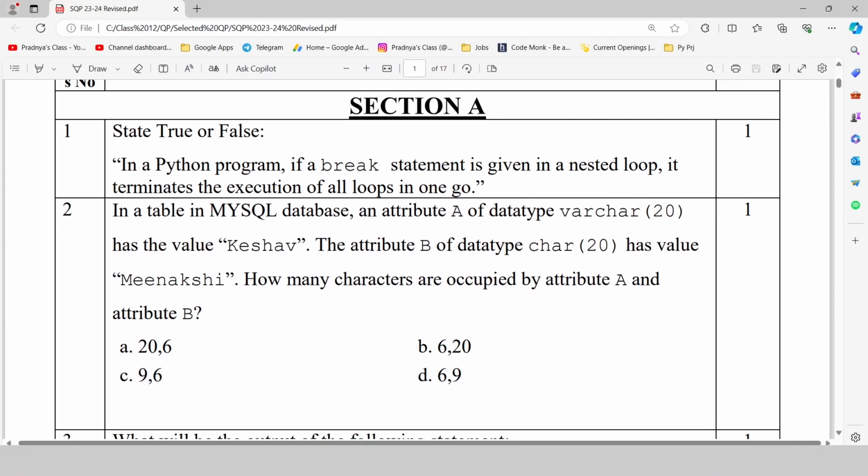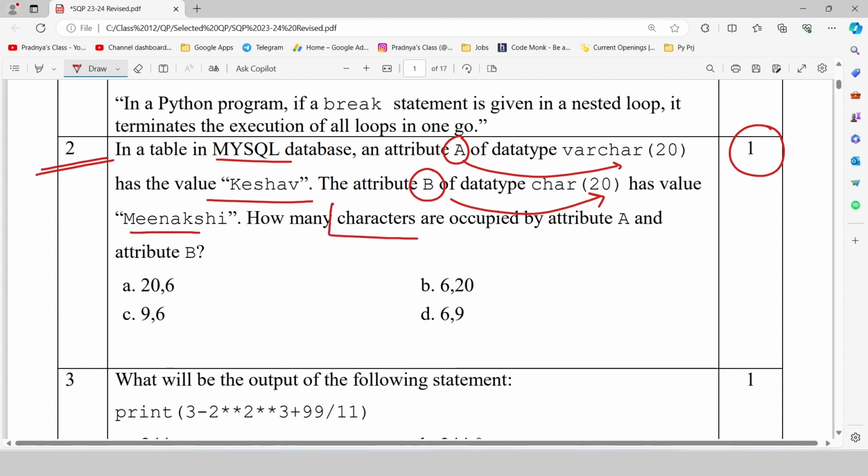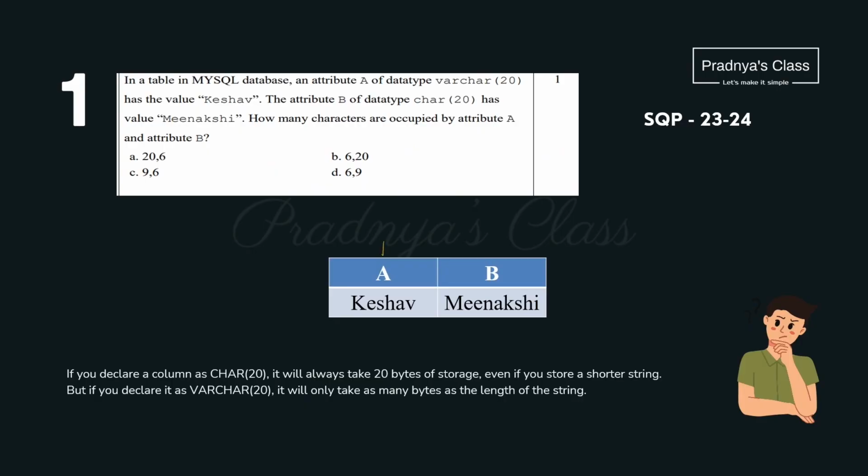Moving ahead to the second question. We could find one question which is for 1 mark. Let's read it. In a table in MySQL, the attribute A of data type VARCHAR(20) has value Keshav. The attribute B of data type CHAR(20) has value Minakshi. How many characters are occupied by attribute A and attribute B? According to the question, attribute A has the varchar data type with size 20 and B has data type char and the size is the same.